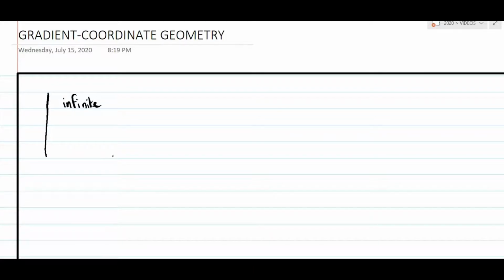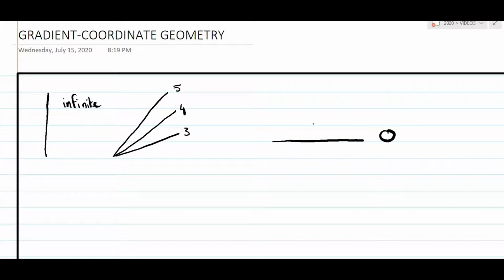As the slope continues to decrease, the gradient decreases as well. For example, if this line has a gradient of 5, then this line will have a gradient of 4. And as it continues to decrease, a horizontal line will have a gradient of 0.